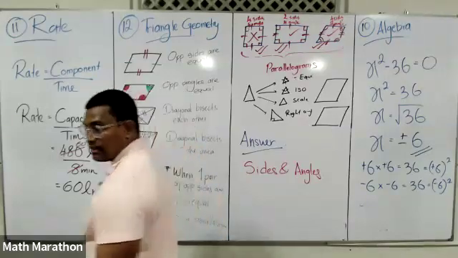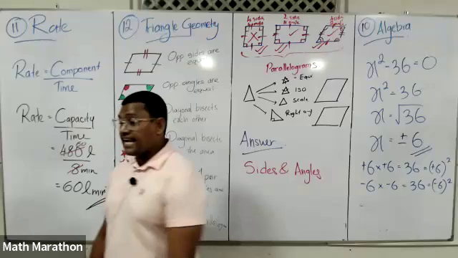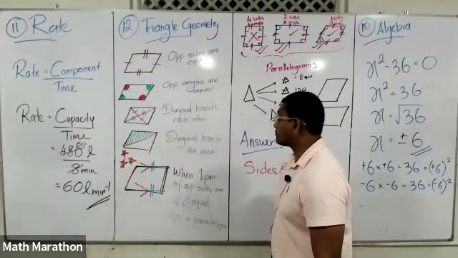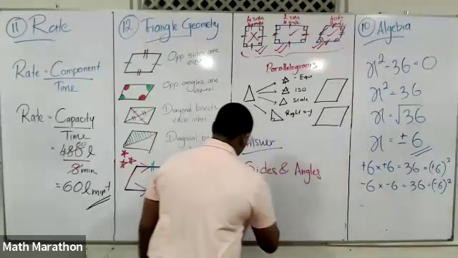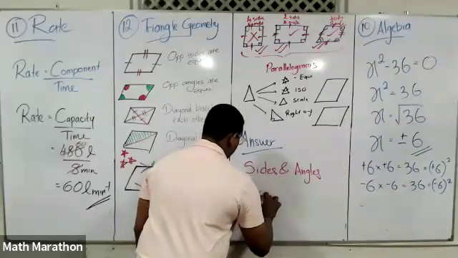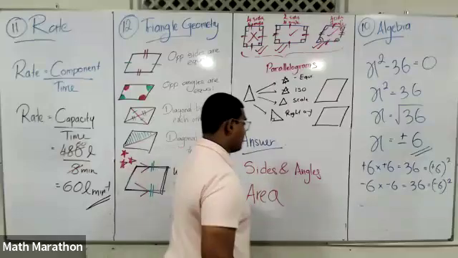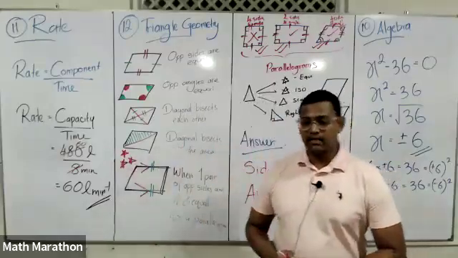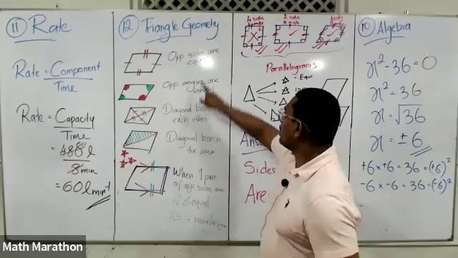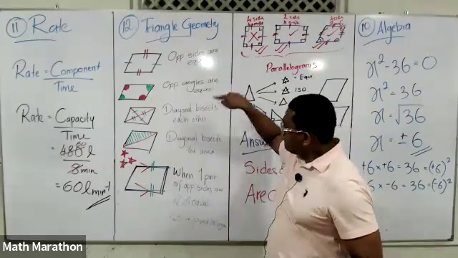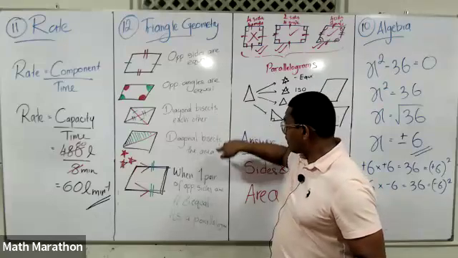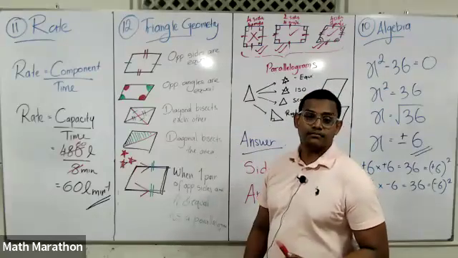What is bisected by the diagonal? Area. Area is bisected by the diagonal. Clear? Only four things meant. Opposite sides are equal. Opposite angles are equal. Diagonals bisect each other and the diagonal bisects the area.